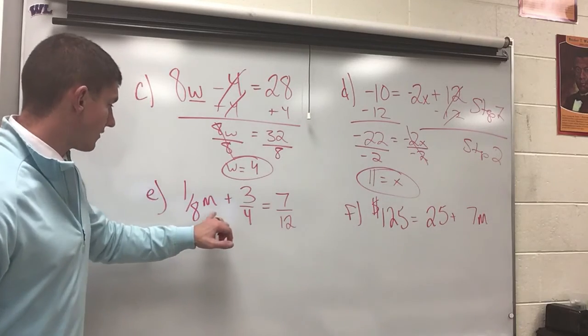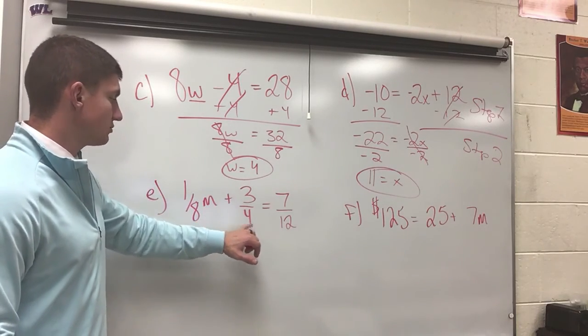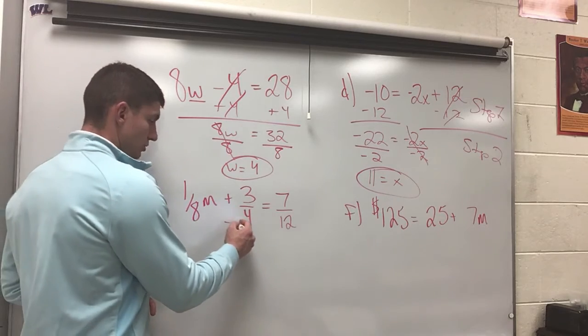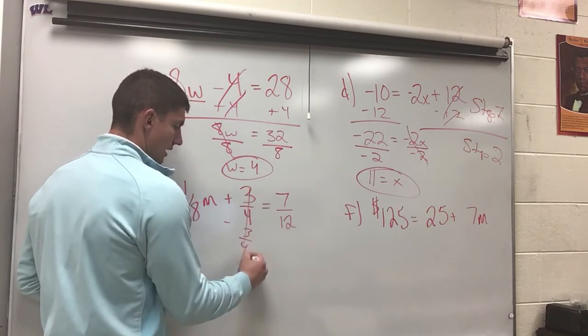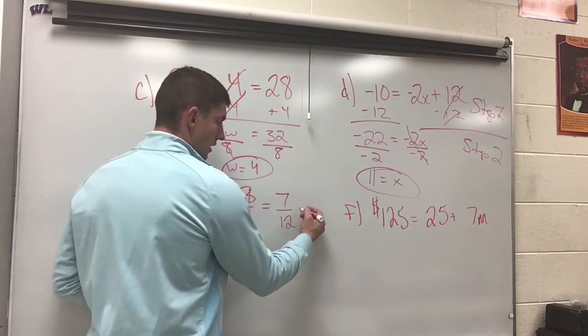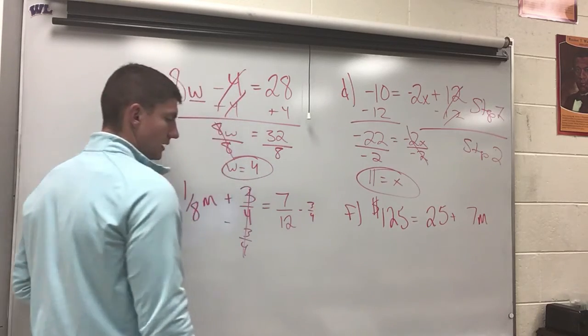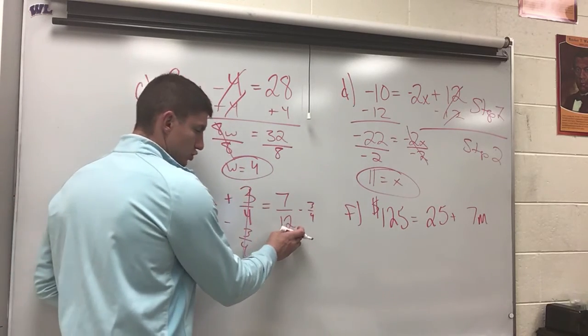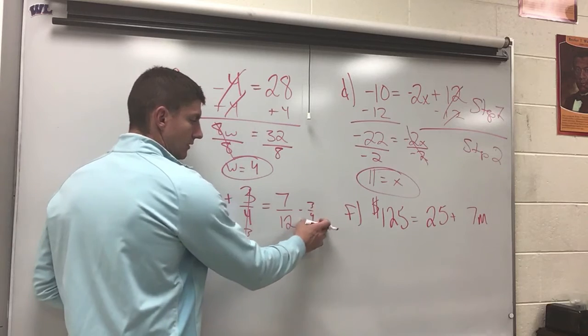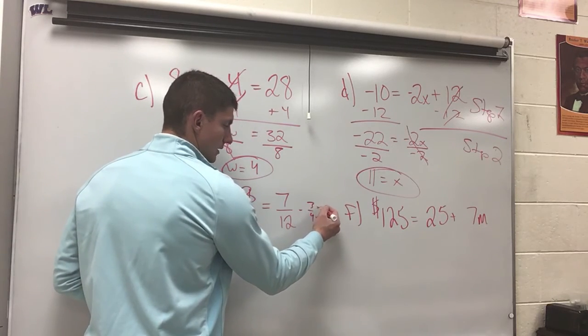In this case, I've got 1/8 multiplied by m plus 3/4, so reverse order. We're going to subtract 3/4 from this side. That would cancel. If what I do to one side, I do to the other, I'll subtract 3/4 from this side. Now, I don't have a common denominator here, but I can get the 12 to be my common denominator if I take 4 times 3 and times 3.